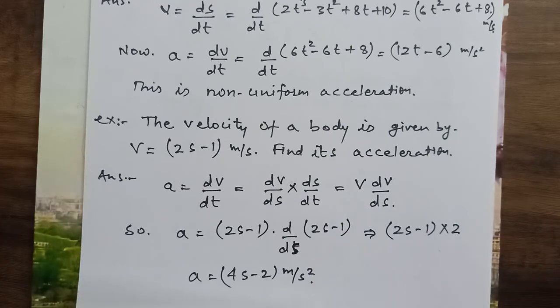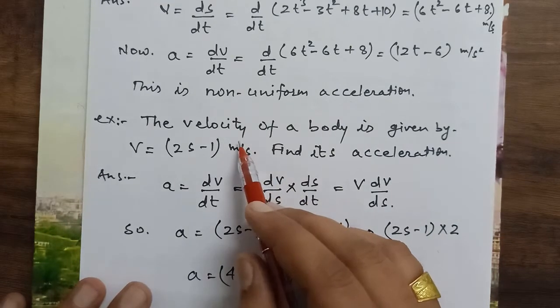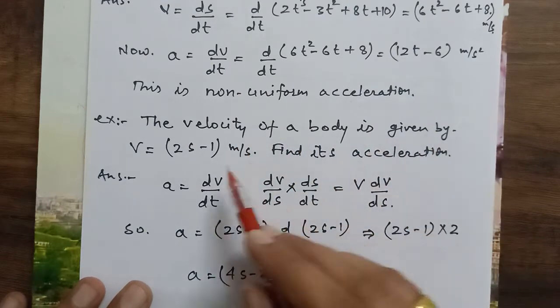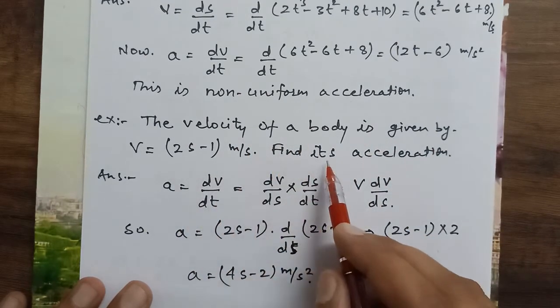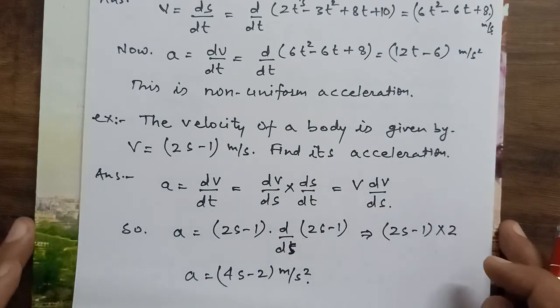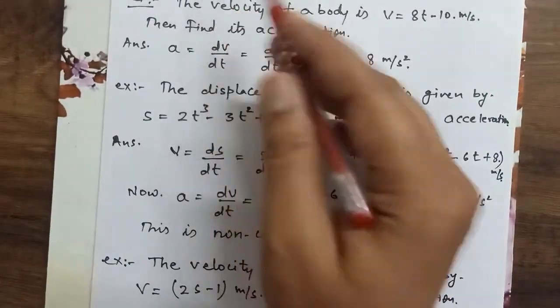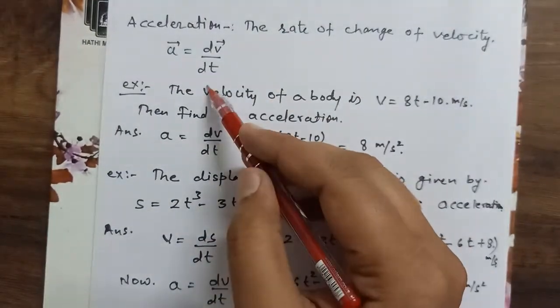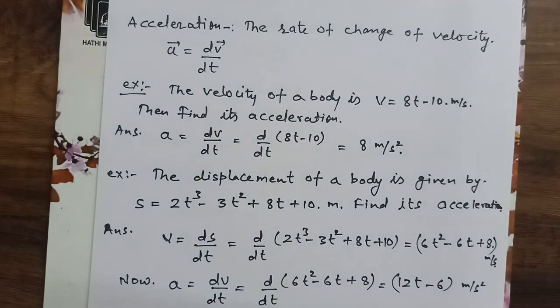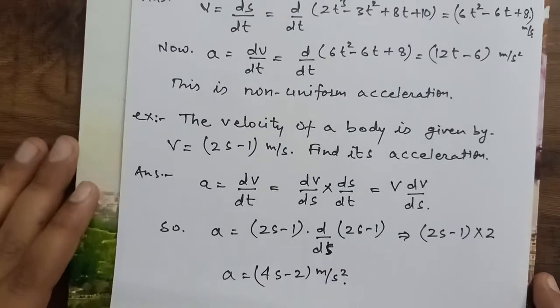If the velocity is not a function of time but a function of displacement, then in that case how will we find acceleration? So you can see one more example. The velocity of a body is given by this expression. Find its acceleration. Okay, we know that the acceleration is dv by dt. Simply, so we will use this expression to find the answer.